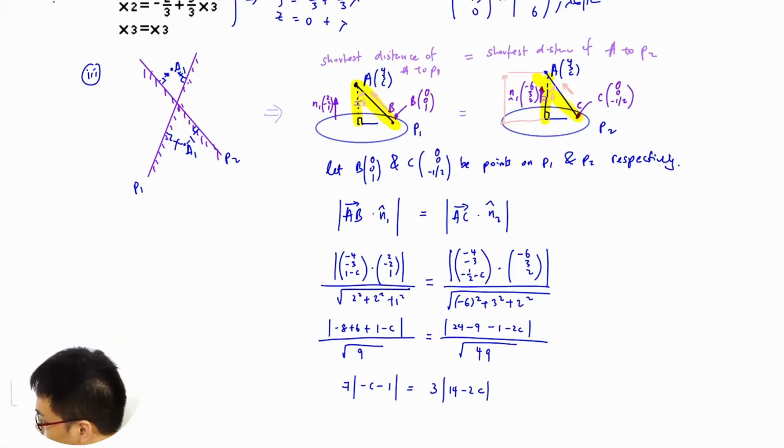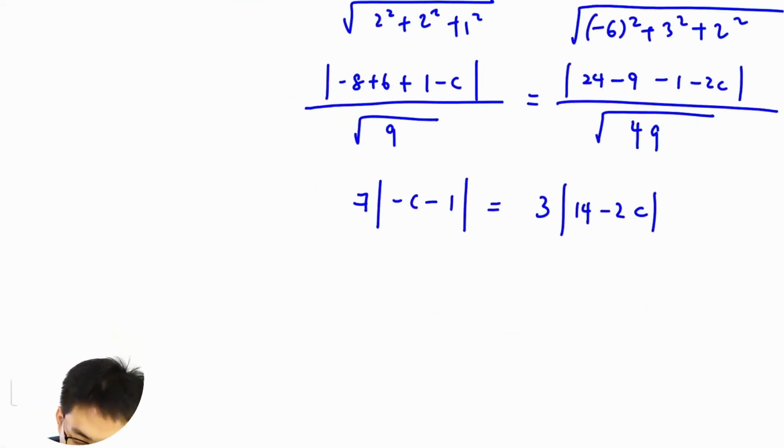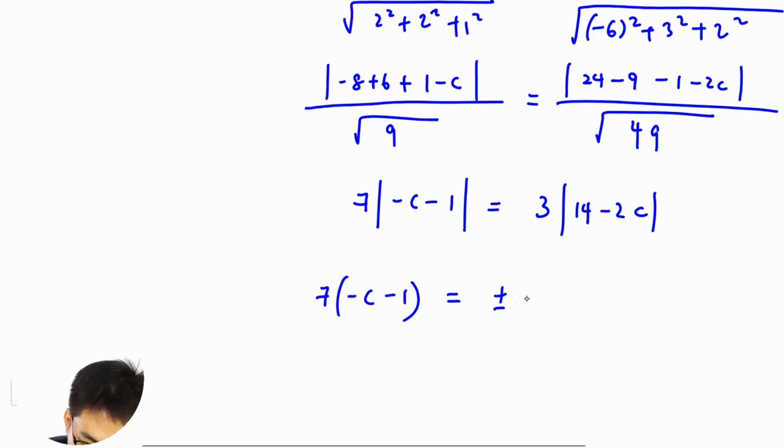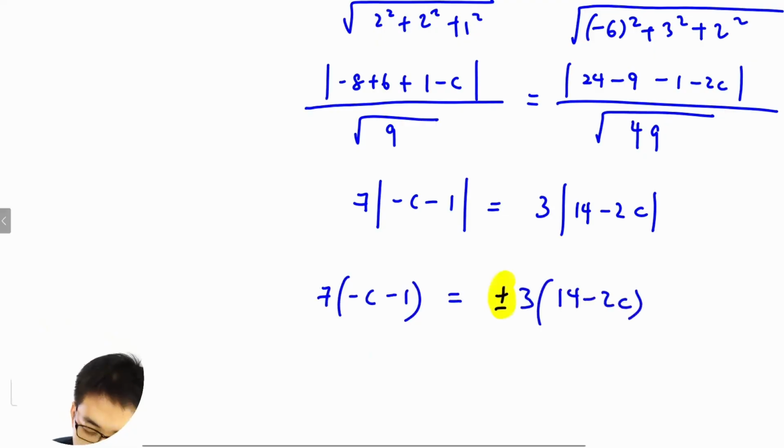7 times minus C minus 1 is equal to 3 times 14 minus 2C, or 3 times 2C minus 1. Open up the modulus. Remember that when you open the modulus, it is plus minus on one side. No need for both sides. Just like that, you open up the modulus, this is plus minus. Don't forget that.